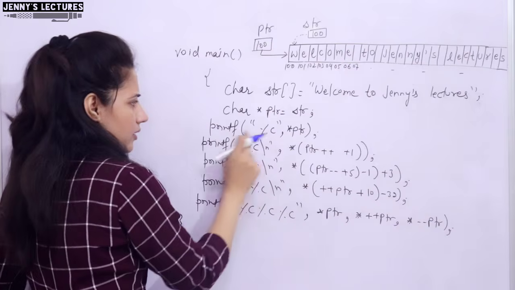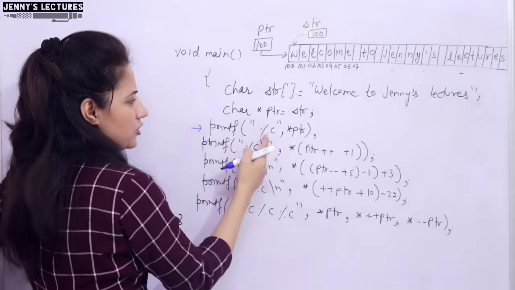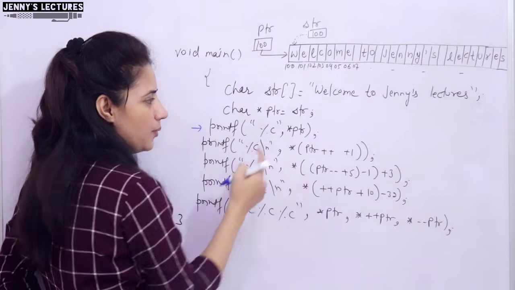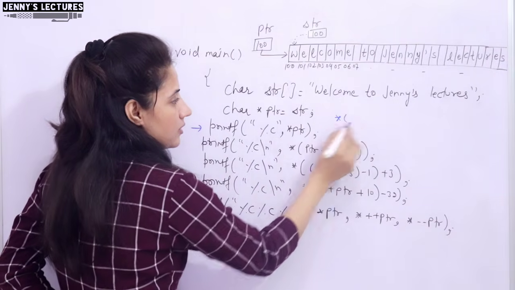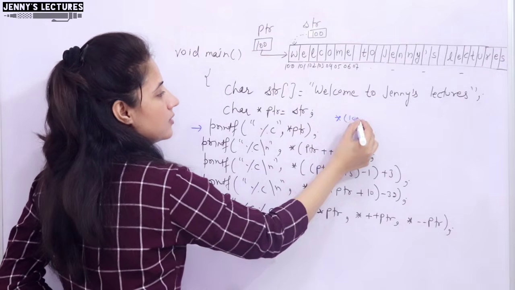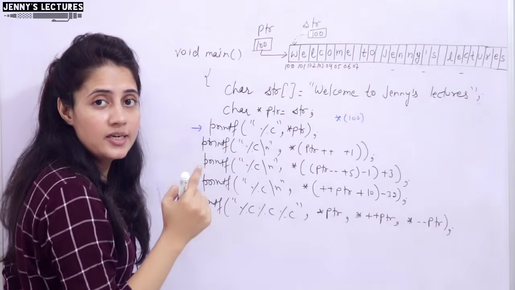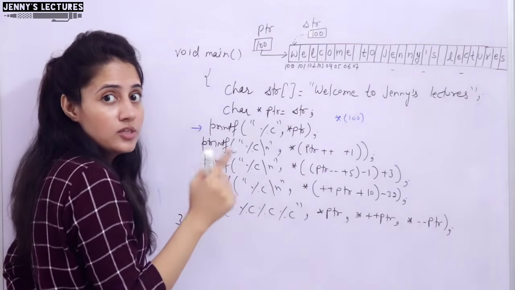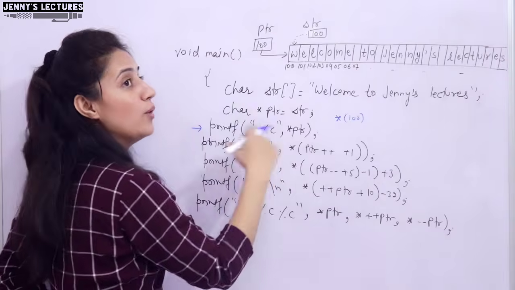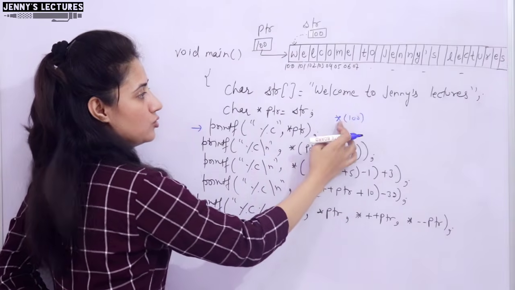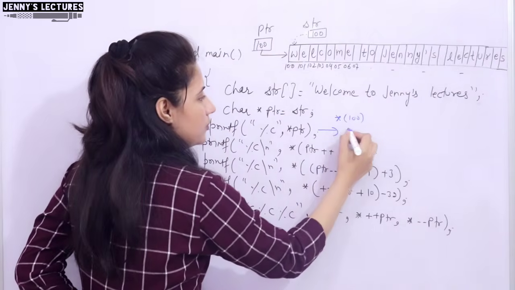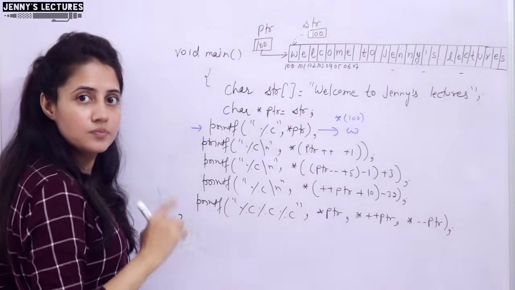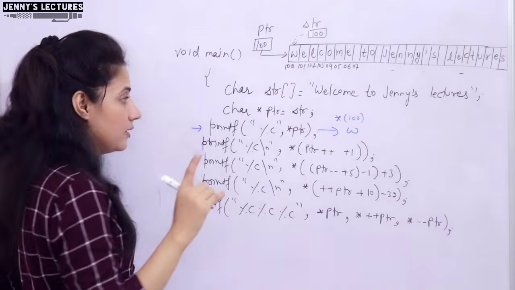Now, first printf, what would be the output of this %c, *ptr? *ptr means ptr is having 100. So this asterisk here is acting as the indirection operator. And what is the function of the indirection operator? It will give the value at this address. So the value at 100 is W. So the first printf will print W, one character, right?